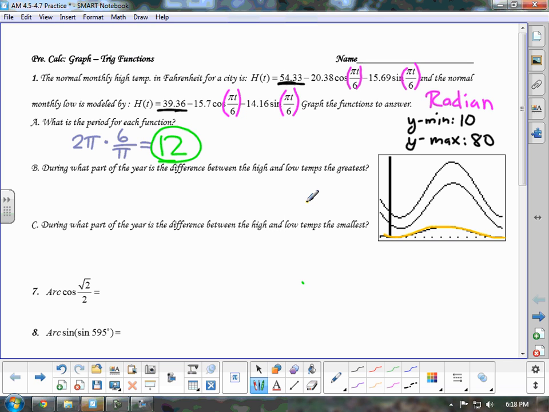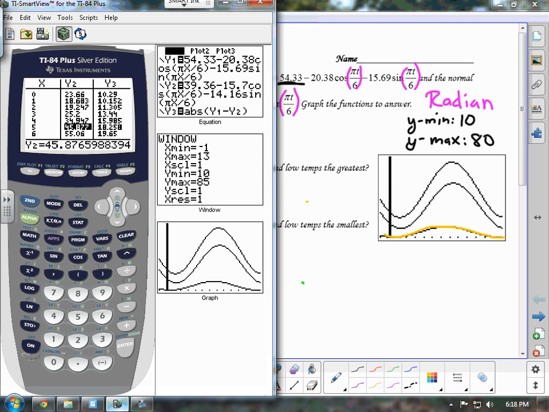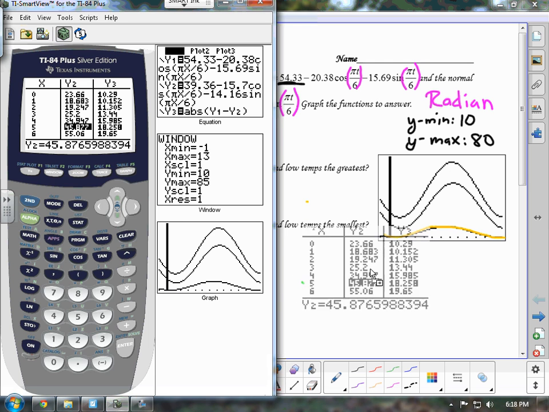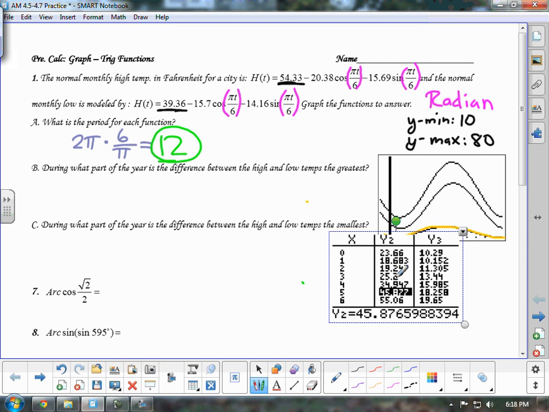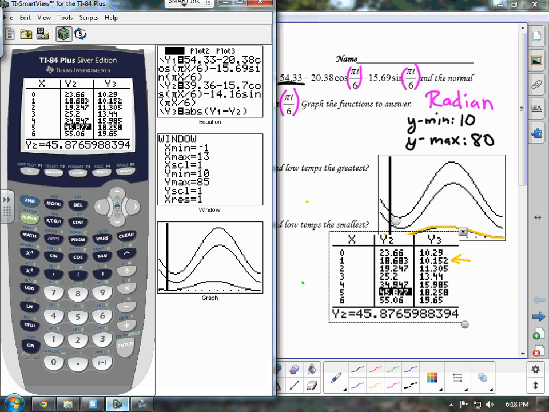And so this first question wants to know when will it be the greatest. The second one is when it will be the smallest. So we're going to look at the smallest one first, because that's going to fall in here. As we have the smallest difference right here at 10.15 in the first month. So this would be January, the time of year that the temperatures are the smallest between the high and the low.